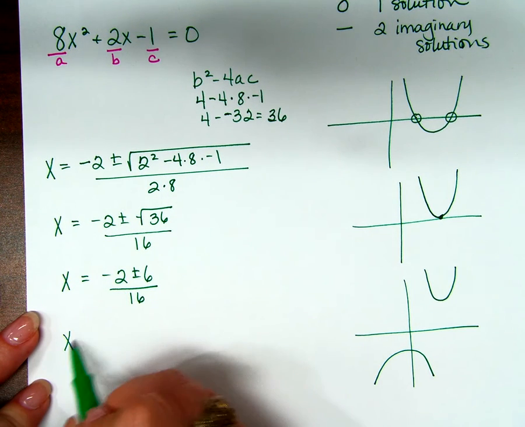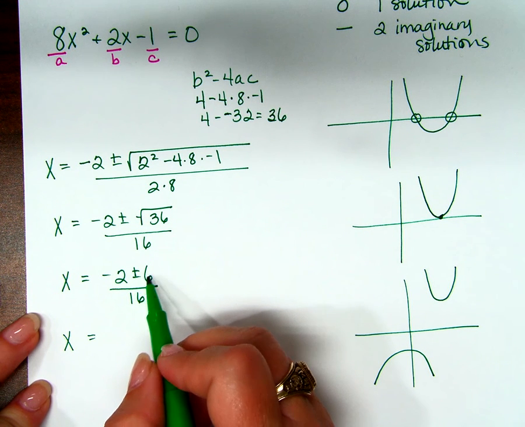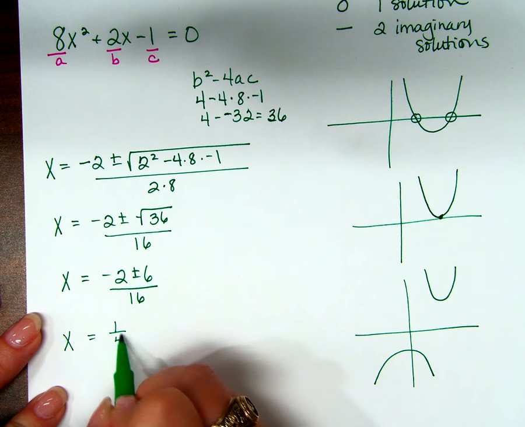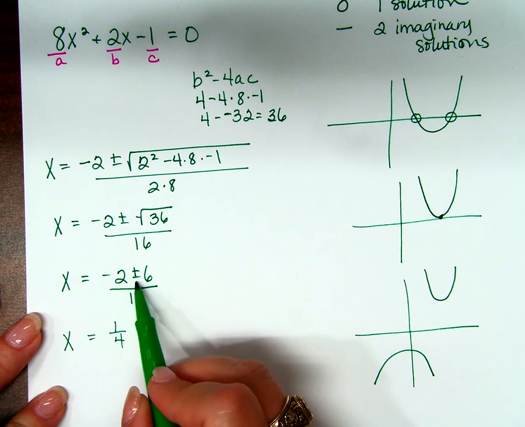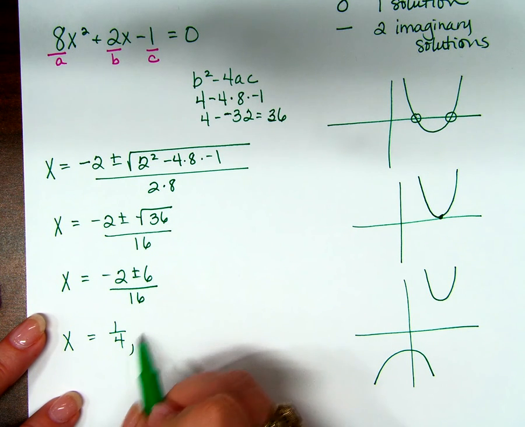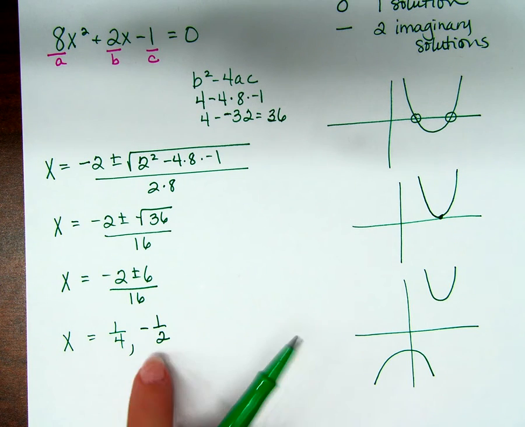What's negative 2 plus 6? 4. What's 4 divided by 16? 1/4, right? What's negative 2 minus 6? Negative 8 divided by 16? Negative 1/2. So those are my 2 solutions.